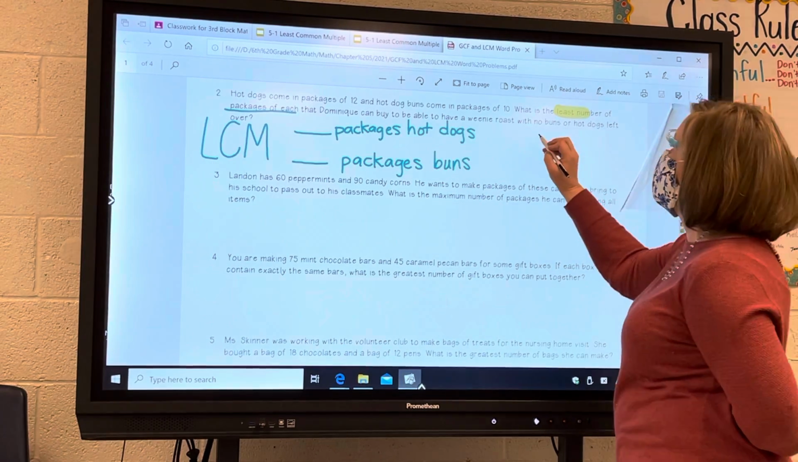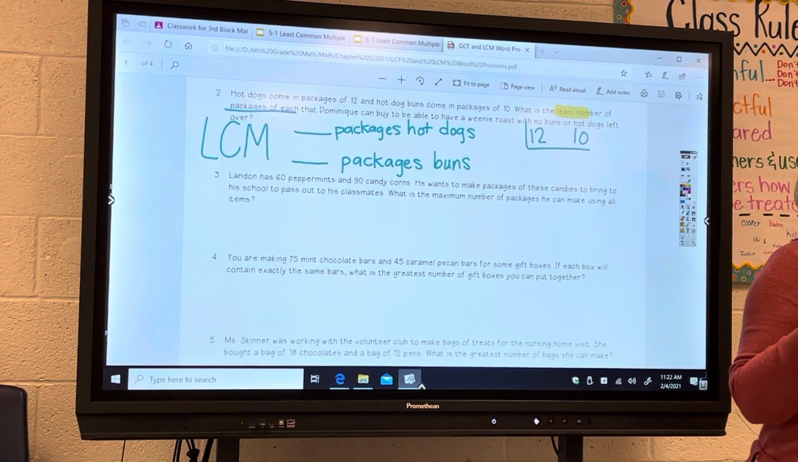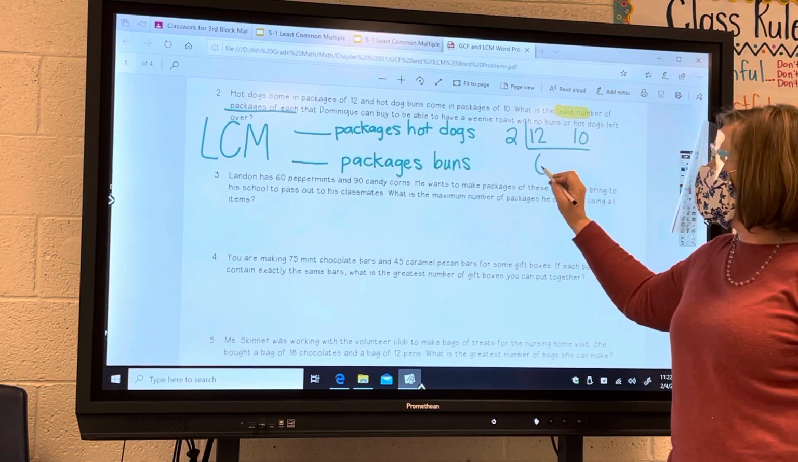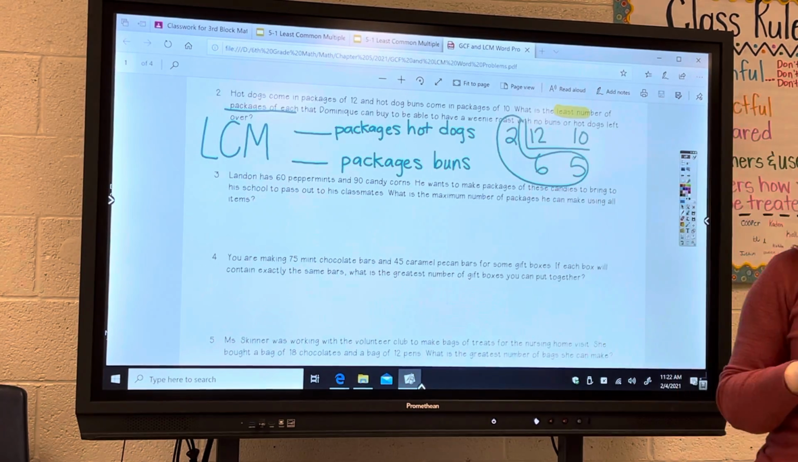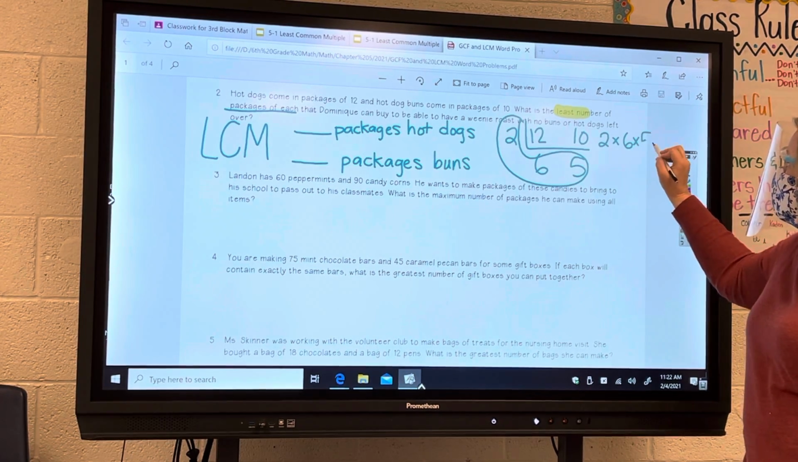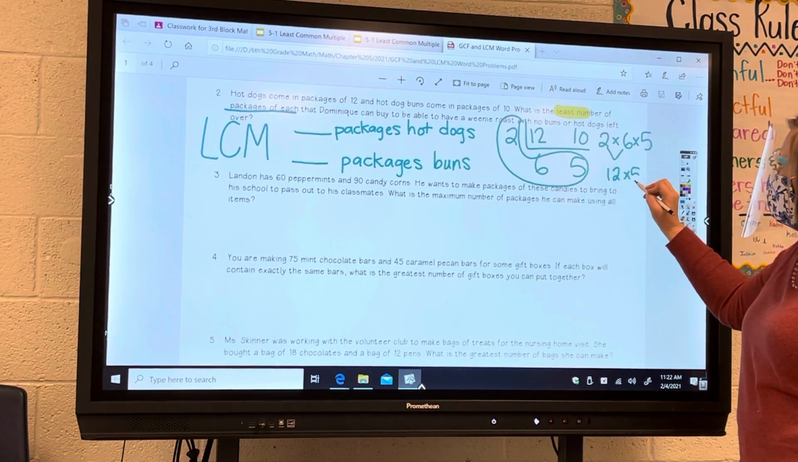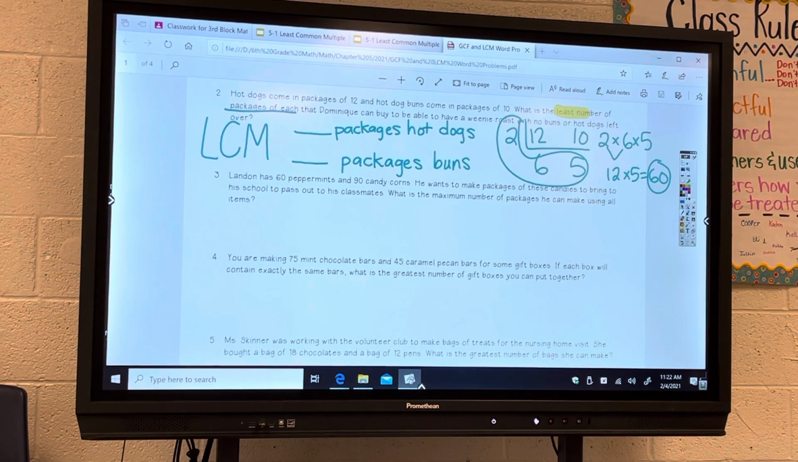So let's come over here to the side or on your scratch paper and find the least common multiple. What can I divide 12 and 10 by? 2. 12 divided by 2 is 6. 10 divided by 2 is 5. Make our L, because we're finding the least common multiple. And we have 2 times 6 times 5. What's 2 times 6? 12 times 5? 60. So, we're going to need 60 total hot dogs and 60 total buns.